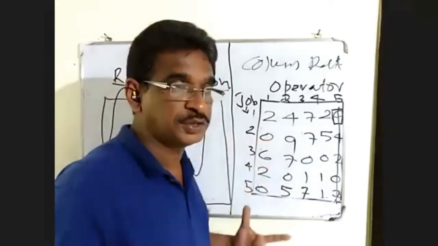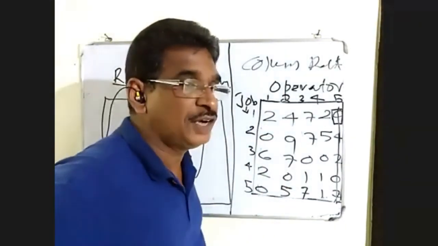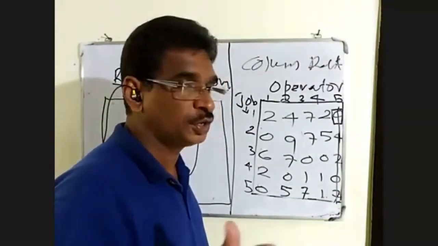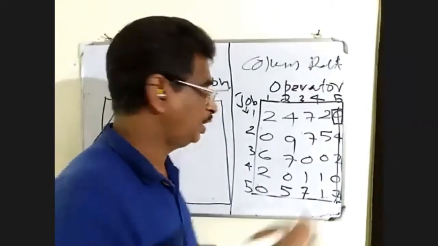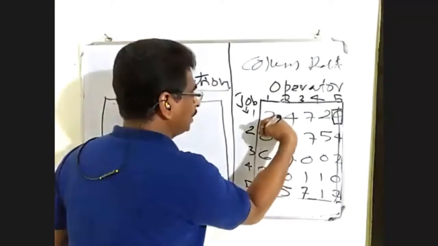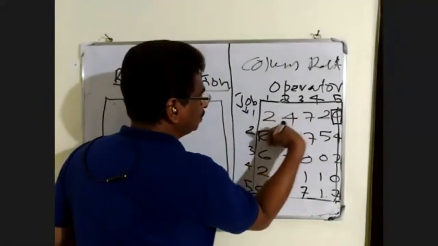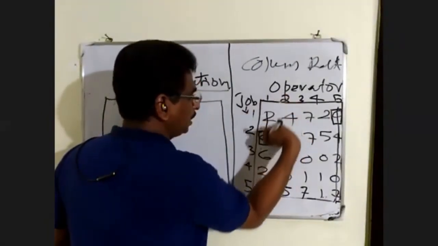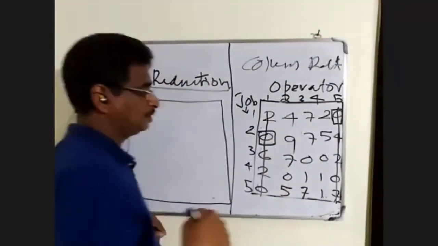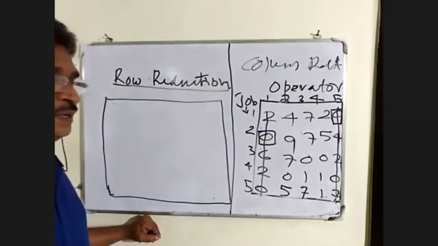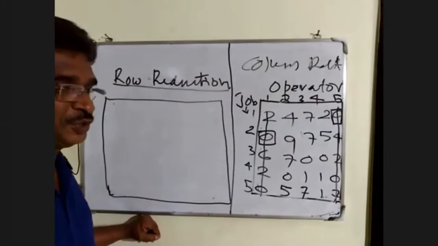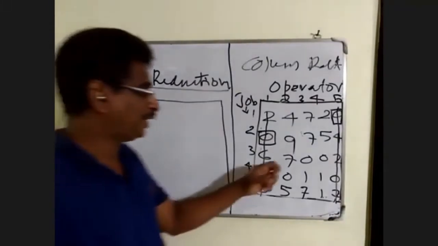Okay, you take the second row. Again you ask the question: is there exactly 1 zero in that row? Yes, you have to put a block around it. A very interesting method. Again you vertically cut. Clear?